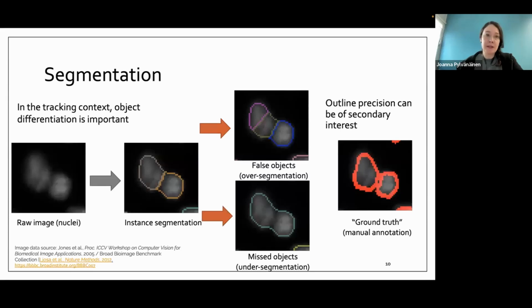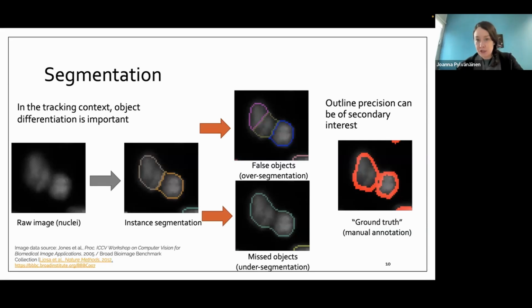In the tracking context, segmentation is object differentiation, and for segmentation it is very important. For example, here we see an example where in the raw image we can see that we have two blobs, most likely nuclei. And in instance segmentation, we can separate these two from each other.